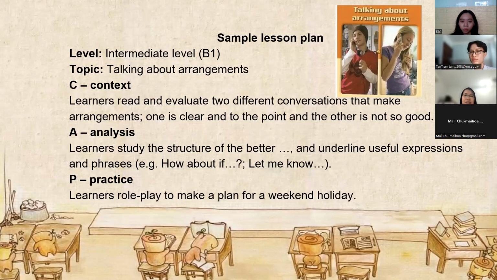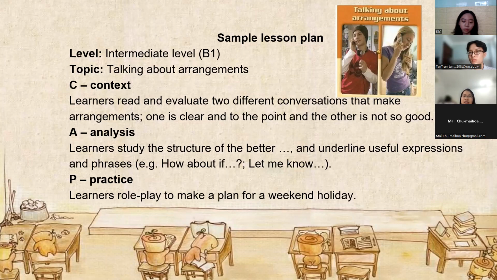So, a sample lesson plan. The level of the students is intermediate, B1, and the topic is talking about arrangements. In this one we use the CAP. C, context: students learn to read and evaluate two different conversations that make arrangements. One is clear and to the point, and the other is not so good. So students need to analyze the text first, to understand the context first, and then they try to analyze.